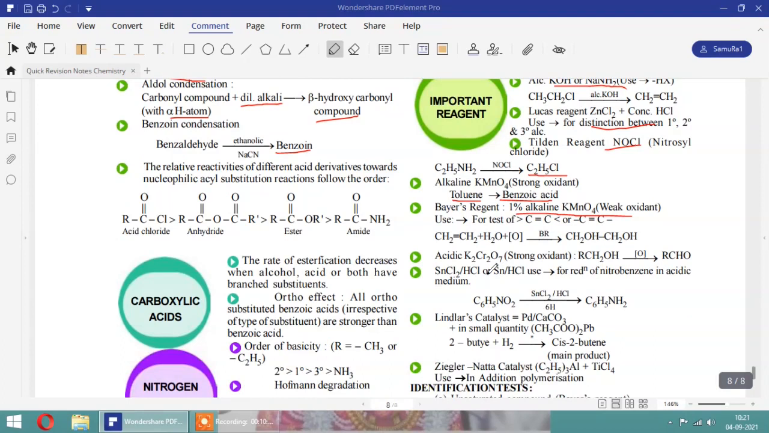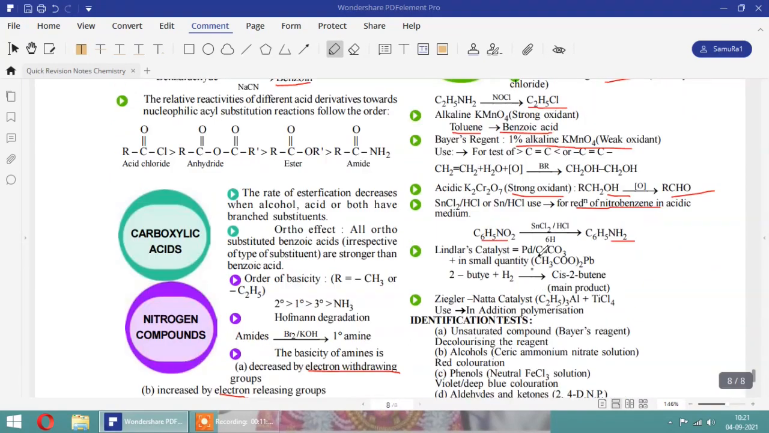Acidic K2Cr2O7 is a strong oxidizing agent which oxidizes alcohol into aldehyde. Tin chloride and tin HCl are used as reducing agents for reduction of nitrobenzene in acidic medium. Here NO2 becomes NH2. Lindlar catalyst plus a small quantity of lead acetate converts 2-butyne to cis-2-butene. Alkyne is converted to alkene.